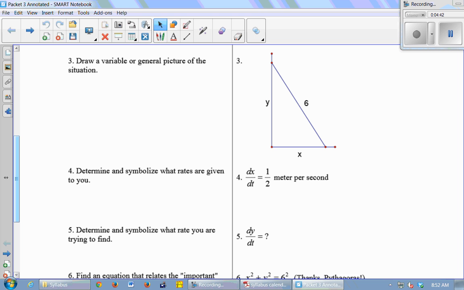And then step 5, determine and symbolize what you're being asked to find, what you want to know. We want to know dy/dt, right? I want to know the rate at which the top of the ladder is moving when y is 5. Should add that in there. Because the top of that ladder is going to be moving at different rates at different times.